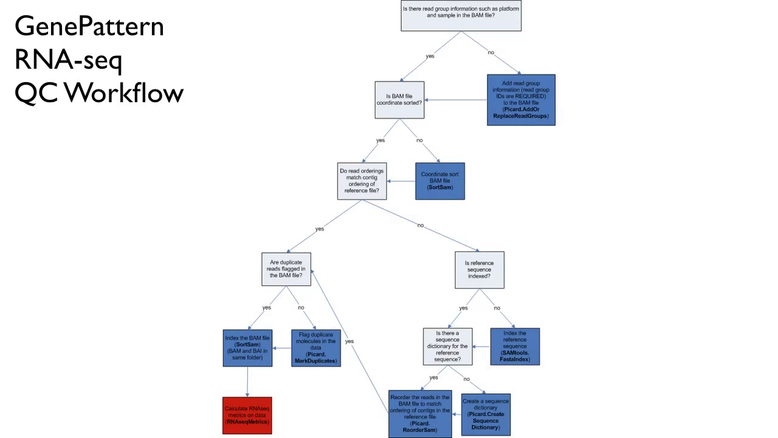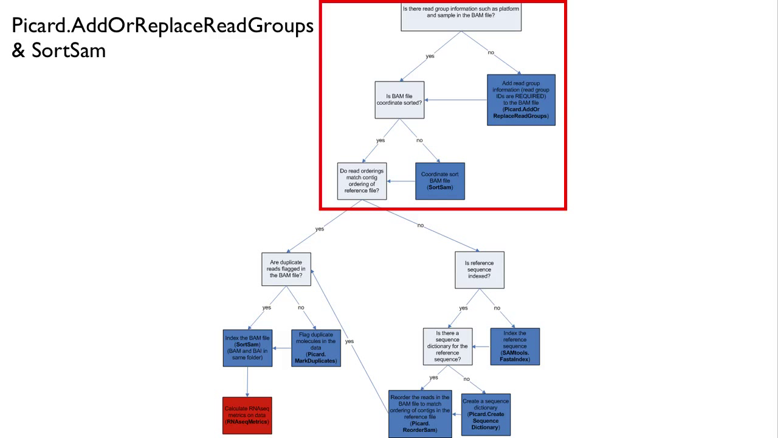This tutorial will walk through the suggested RNA-seq QC workflow in GenePattern as outlined in this decision diagram. The first input is an aligned, coordinate-sorted BAM file with read group information, such as platform or sample, in the header. If your aligned BAM file does not contain read group information, you should run your data through Add-or-Replace Read Groups, as discussed next. More information about the SAM-BAM format can be found at the SAM Tools website.